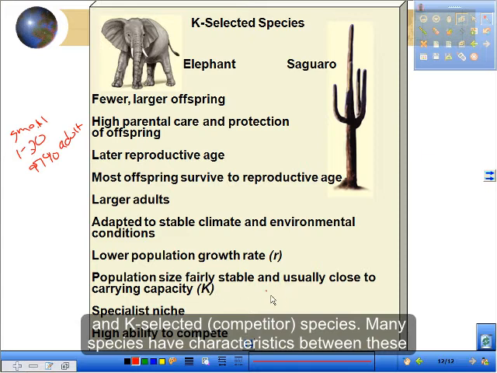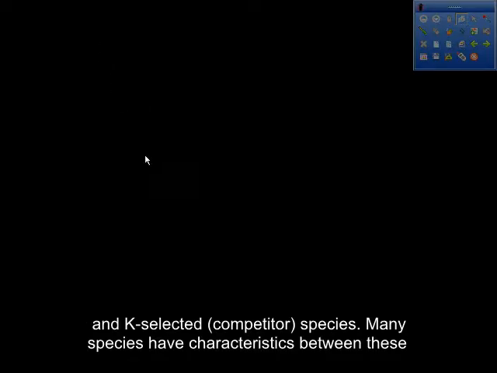Population size stays fairly stable, so you've got this carrying capacity, you've got a small fluctuation around your carrying capacity most of the time. And then they're really able to compete with other critters, able to hold their own really well.